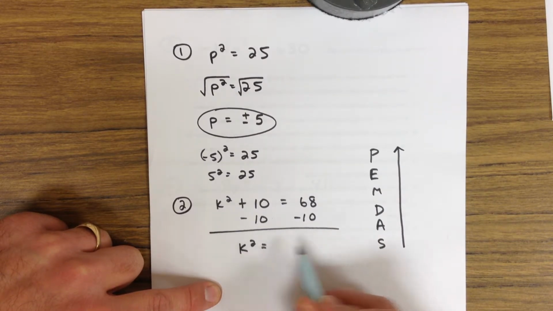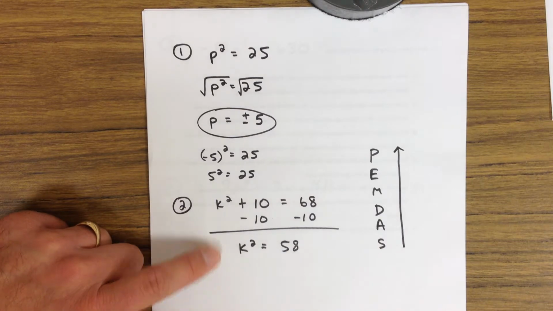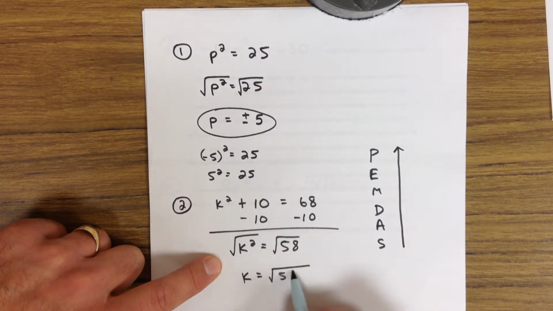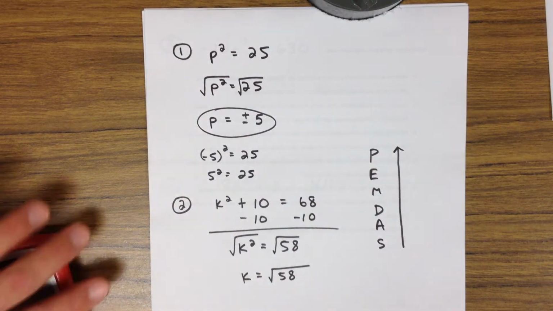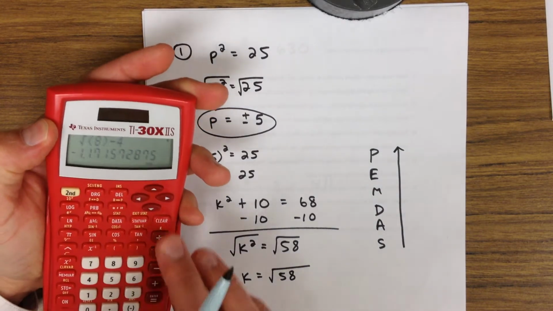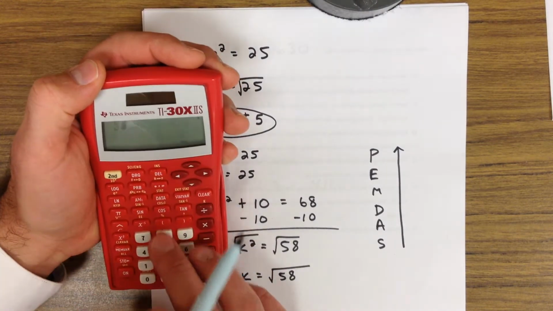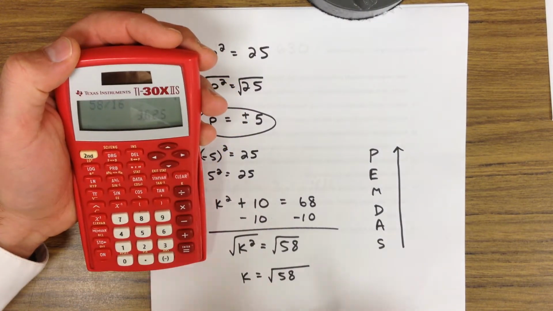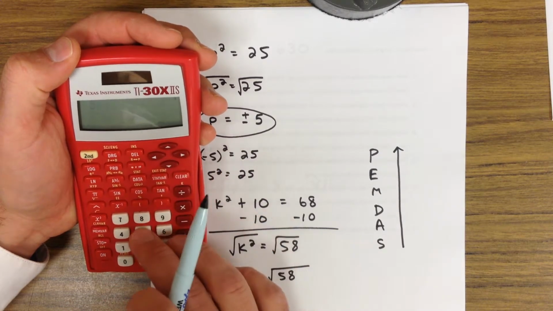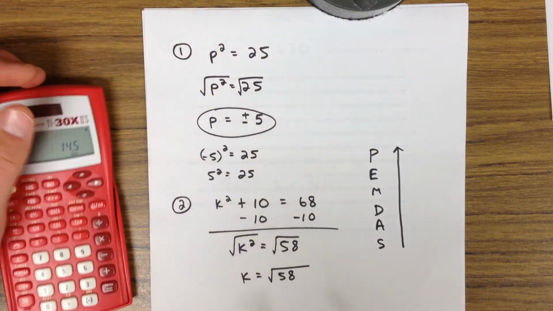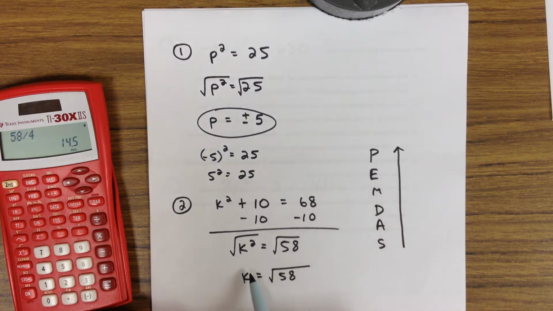Now I have k squared equals 58. And then again, I'm just going to square root both sides. And k equals, now 58 is not a perfect square, so I'm just going to leave it like that. Now I want to check and make sure that there's no perfect squares that go into 58. So 58 divided by 16, that doesn't work. It isn't divisible by 4, so I think we're pretty good. I do not believe that's divisible by a perfect square.